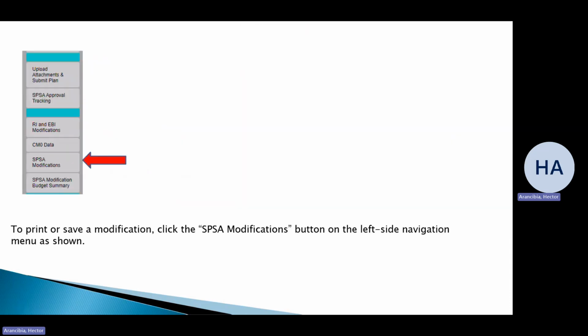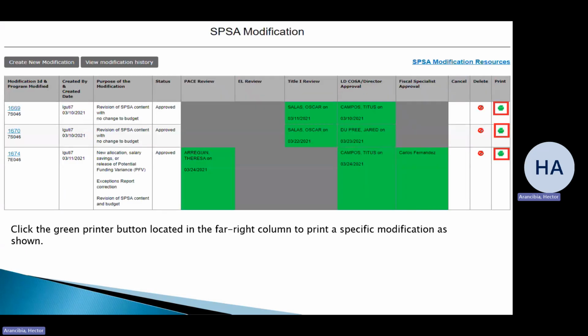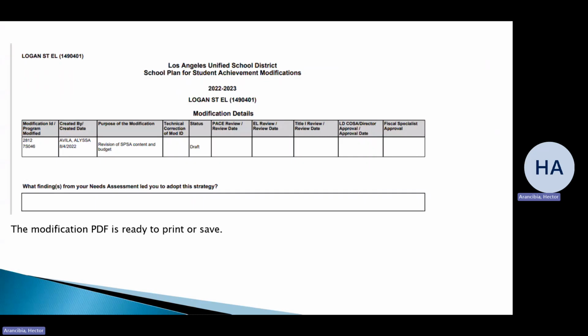To print or save your modification, you click the SPSA Modifications button that's located in your left navigation menu. And then you're going to click the green button located in the far right, and it looks like a printer here. So you simply select the one that you want to print. And then your modification PDF is ready to print or save.